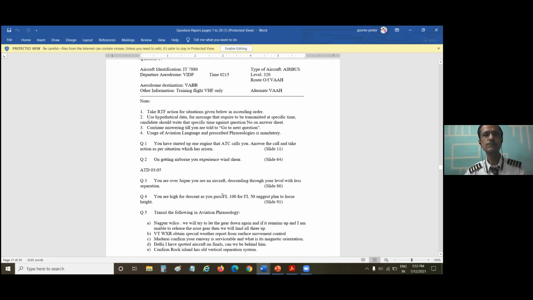So when you are coming to land in Mumbai, and as you are descending from 10,000 feet, that is flight level 100, to come down to 5,000, flight level 50. From 10,000, you're coming down to reach 5,000. That's when you realize that even if you manage to come to 5,000, you're too high. So you suggest a plan to lose height.